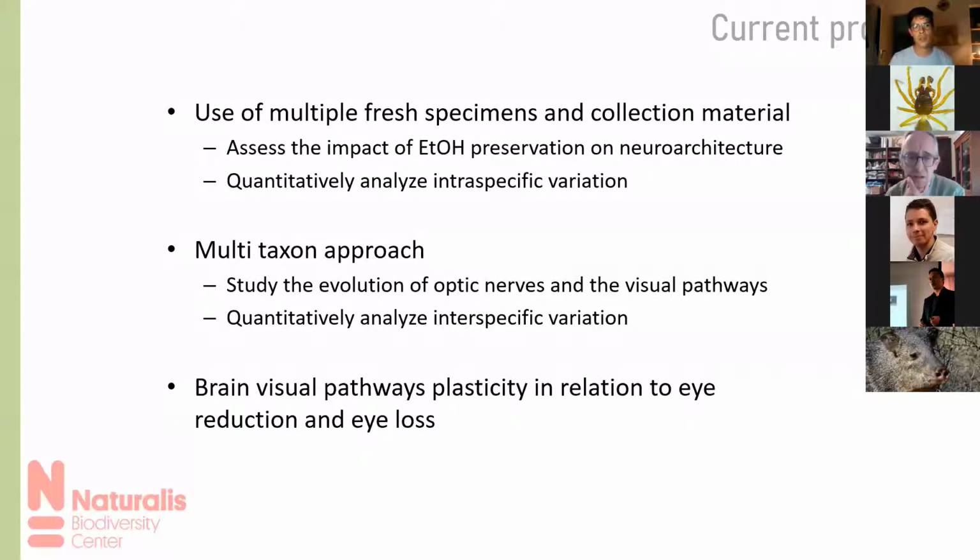And we also want to do a multi-taxon approach to study the evolution of the optic nerves and visual pathways between different spider groups. And we want to do so by also quantitatively analyzing the interspecific variation. But in this case, we want to do 3D morphometrics for analyzing the shape of the optic nerves in the different groups. And finally, we will take all the lessons we learned from that to observe the evolution and the plasticity of the visual pathways in relation to eye reduction and eye loss in spiders, especially from caves.